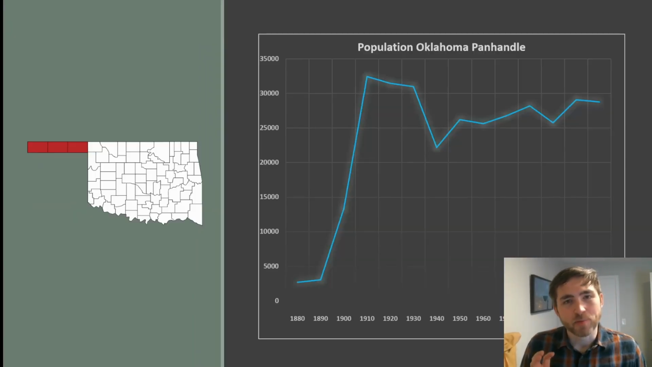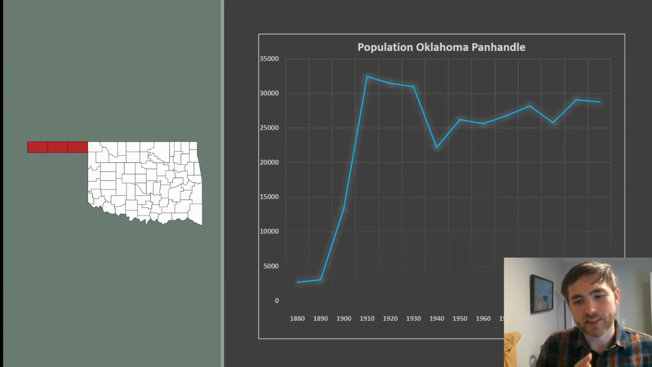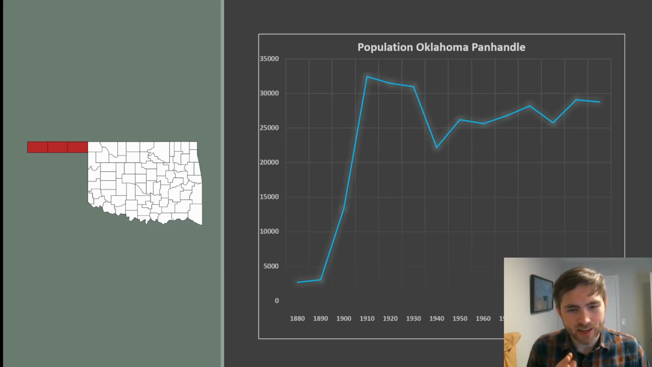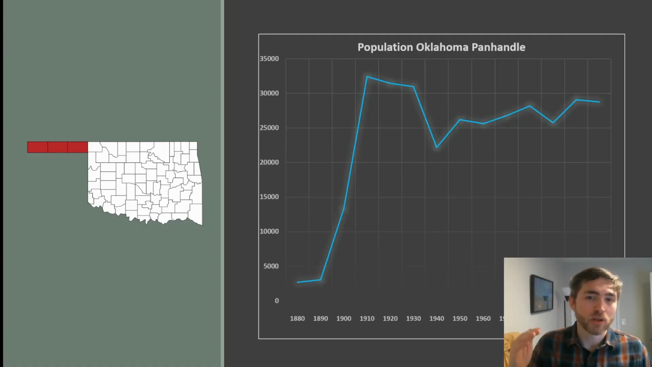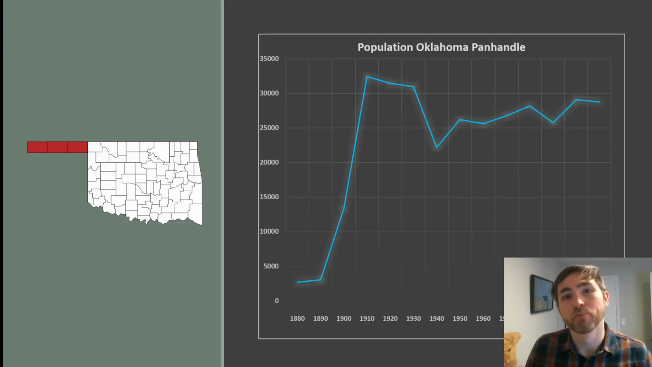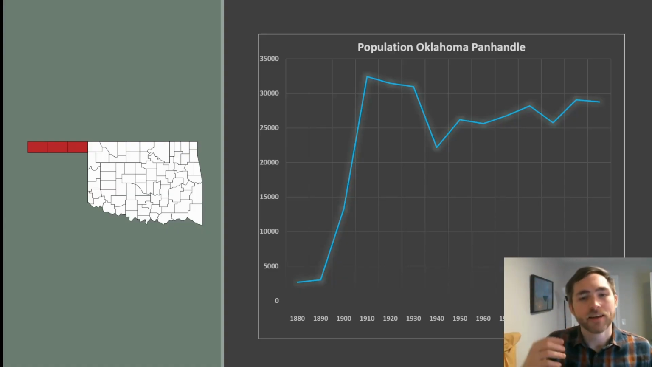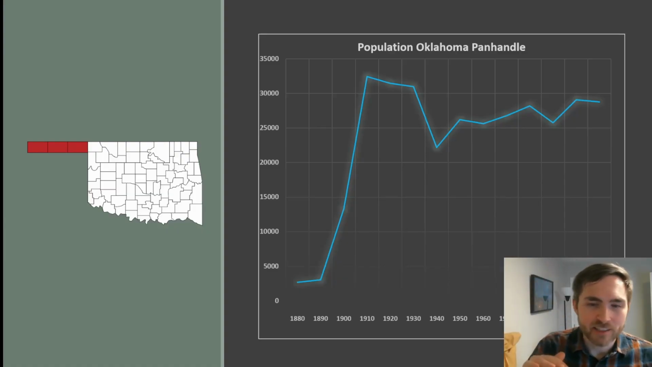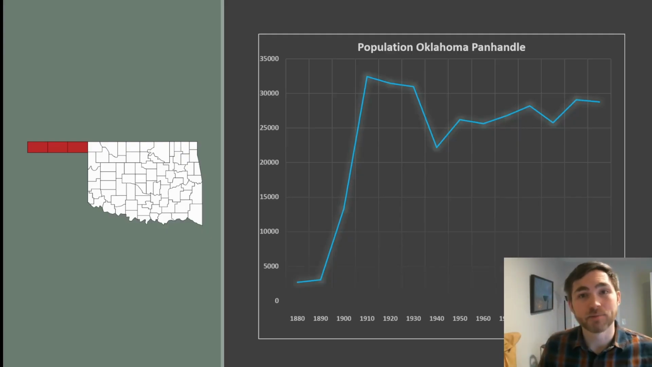So this graph shows the population of those three counties from 1880 up to 2010. And we can see starting from 1880, 1890, there were hardly any people out in this region. And then there's a sudden explosion up to above 30,000 people by 1910. And this corresponds with a major boom in wheat and the arrival of a lot of farmers. And then finally, by the 1930s, we're beginning a steep decline.